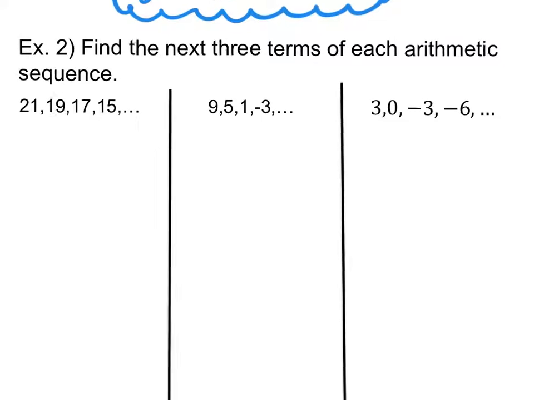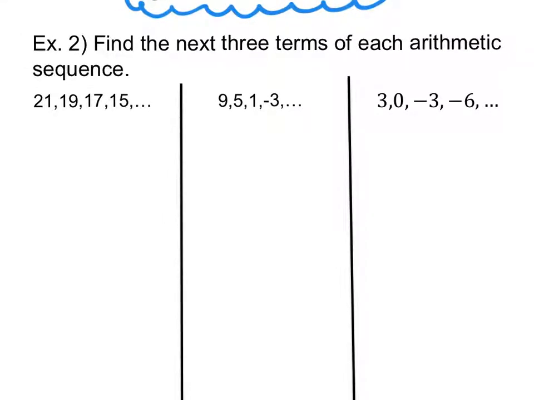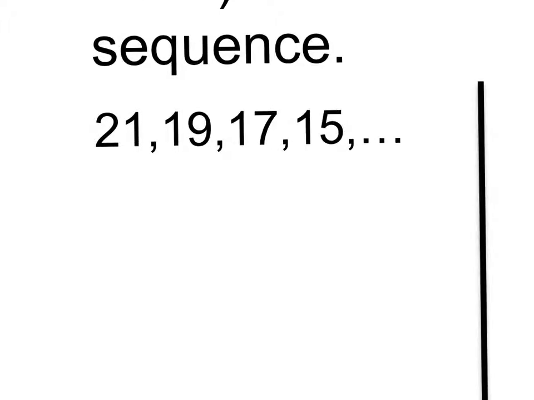Okay, right here, find the next 3 terms of each sequence. So if it's arithmetic, we'll be able to find the next 3 terms. What's the common difference on this one right here? Subtracting 2. Negative 2 is the common difference, right? Why is that? Because if you pick any number, 15 take away 17, what's that? Negative 2. 19 take away 21, negative 2. 17 take away 19, that's negative 2. So the common difference is negative 2.